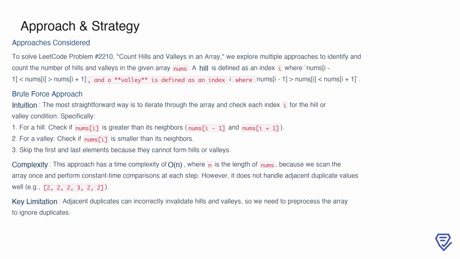While this approach runs in linear time, with a complexity of O(n), it struggles with scenarios where there are adjacent duplicates, such as [2, 2, 2, 3, 2, 2]. These duplicates can lead to incorrect results because they invalidate transitions that are critical for identifying hills and valleys. Addressing this limitation is essential for ensuring correctness, and that's where an optimized strategy comes into play.